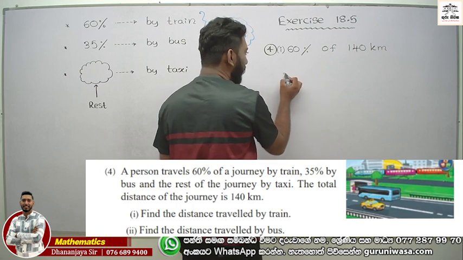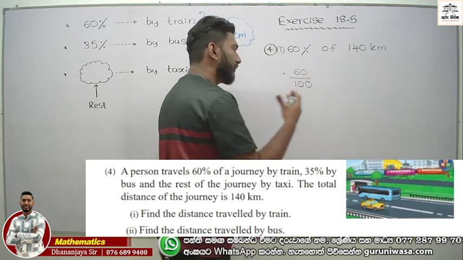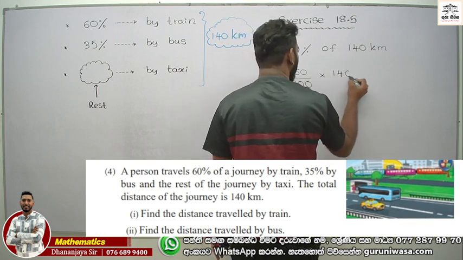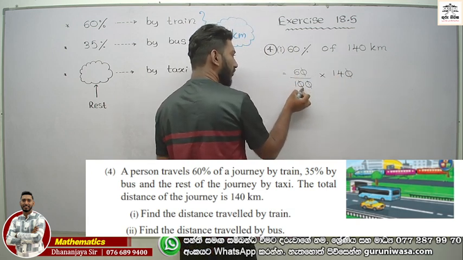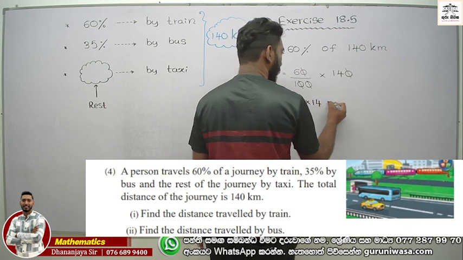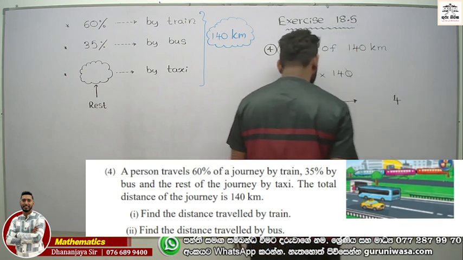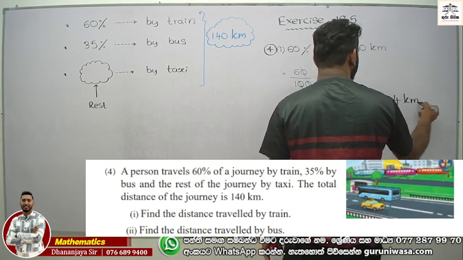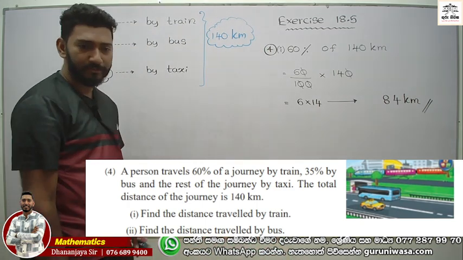60% means 60 over 100, multiplied by 140. Now you can cut 0 and 0, and again 0 and 0. Now 6 multiplied by 14: 6 times 4 is 24, and 2 remainders, and 6 times 1 is 6, so 84 kilometers by train. Yeah, well done.